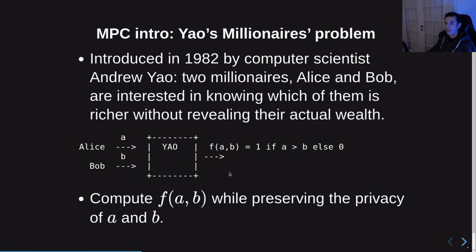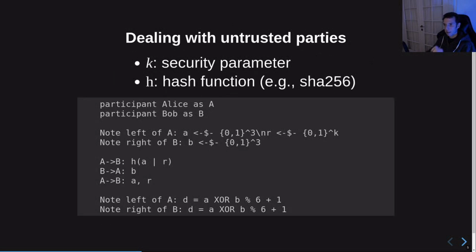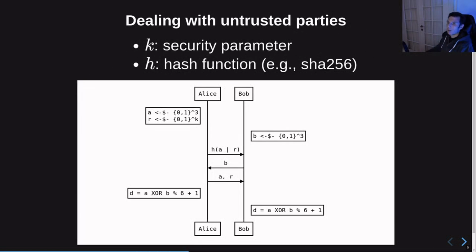So from a mathematical perspective, this is equivalent to say that we want to find a way for Alice and Bob to compute the output of this function, as stated here, without requiring them to reveal their actual wealth to the other party. In the last years, many types of protocols have been developed to solve this problem, but today we will not talk about it, but we will talk about how to throw a dice using an MPC protocol. So what does it mean?